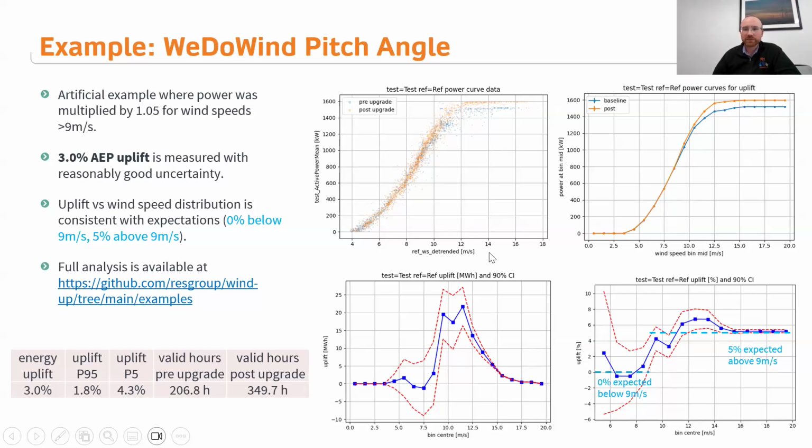So for this one, we were expecting results to be 5%, and in the bottom right, I was pretty happy with how this looks. It is definitely noisy, but I've drawn the expectations over the plot that Windup produces. So we were expecting 0% uplift below 9 meters per second, which is pretty much in line with expectations. And from 9 meters per second up, we were expecting 5%, which is not a perfect fit, but it's looking good. It's looking consistent with where it should be.